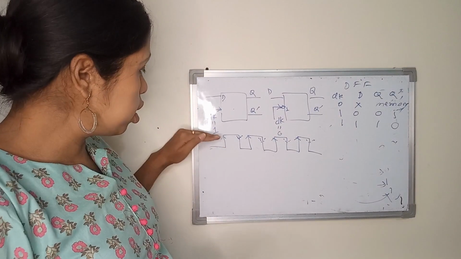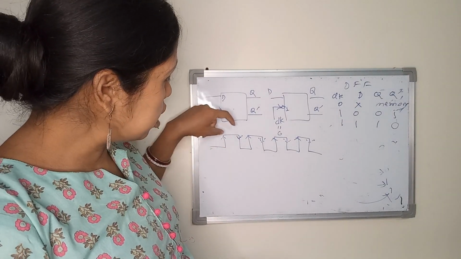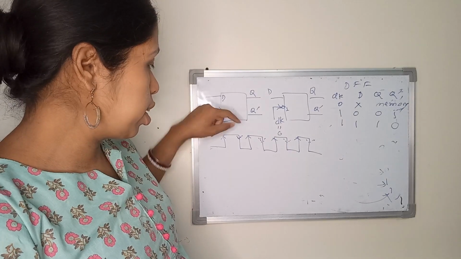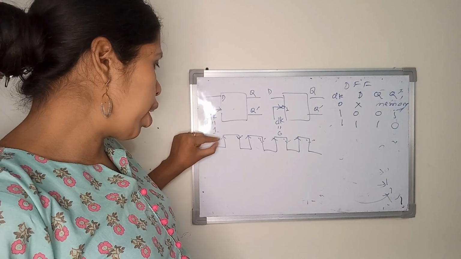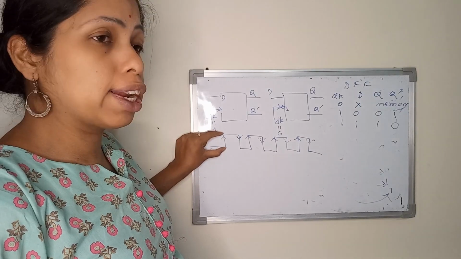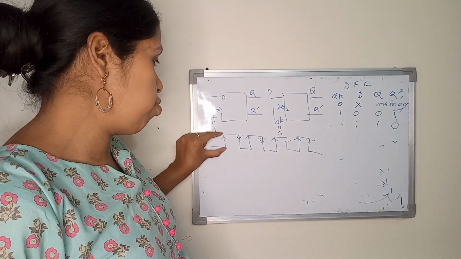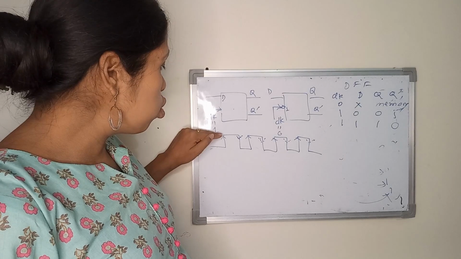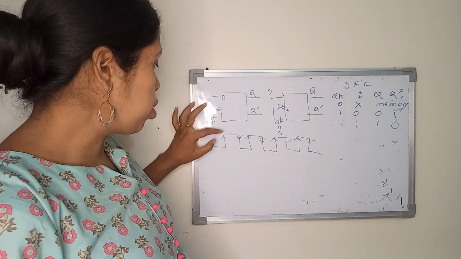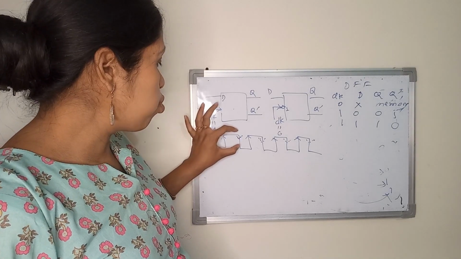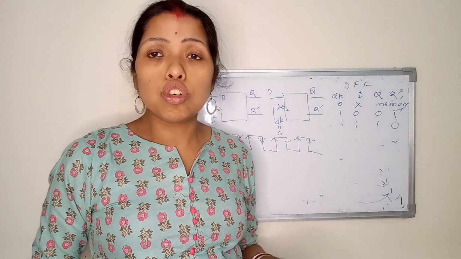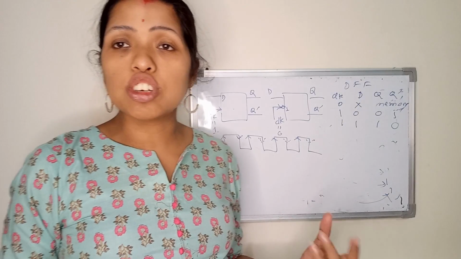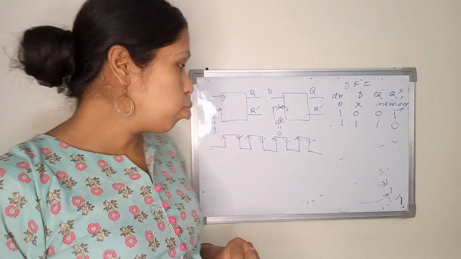Level means when the clock is 1 for a certain period of time, that is called the level trigger. Edge trigger means when there is a transition from 0 to 1, at that moment only the clock will be activated. This is called the edge trigger flip flop. With the level trigger, for as long as the clock is 1, that period of time the flip flop will be activated. Normally we prefer the edge trigger as compared to the level trigger.